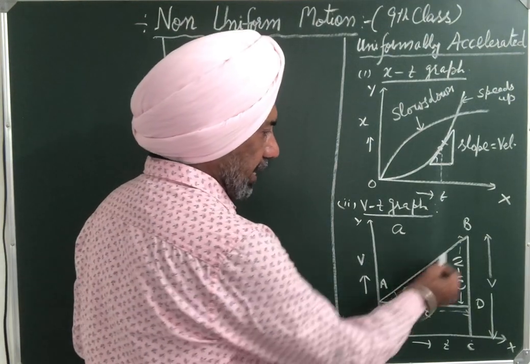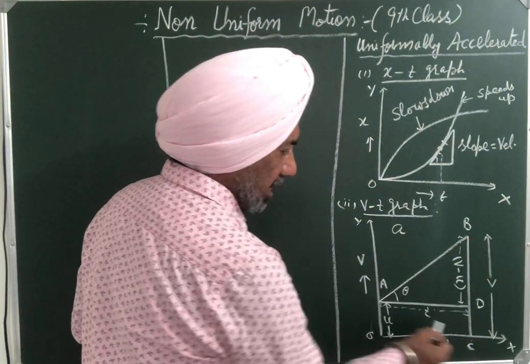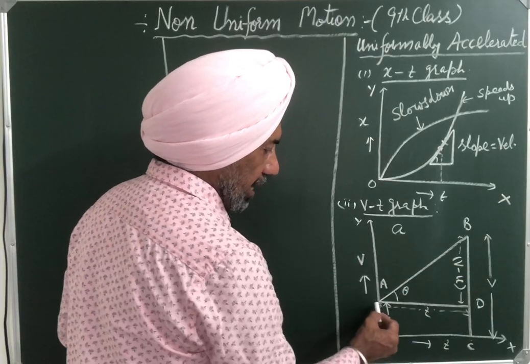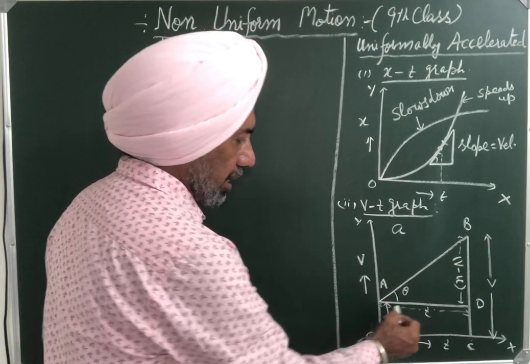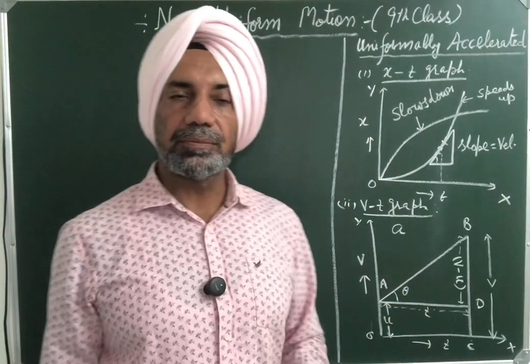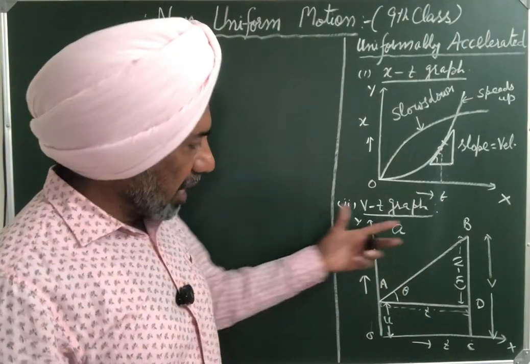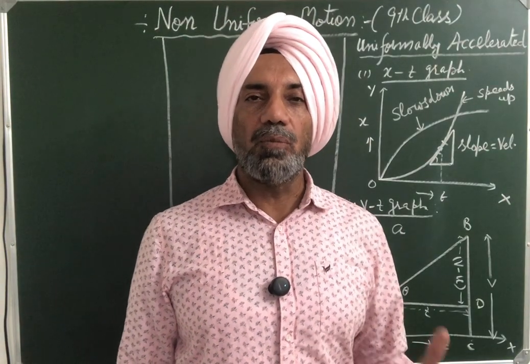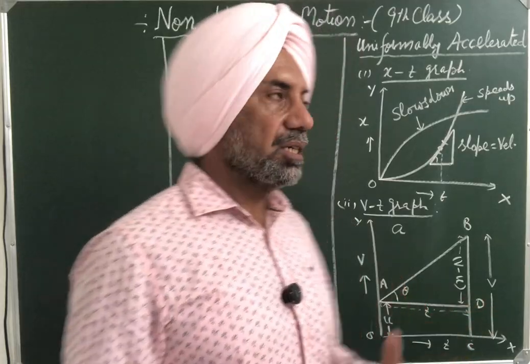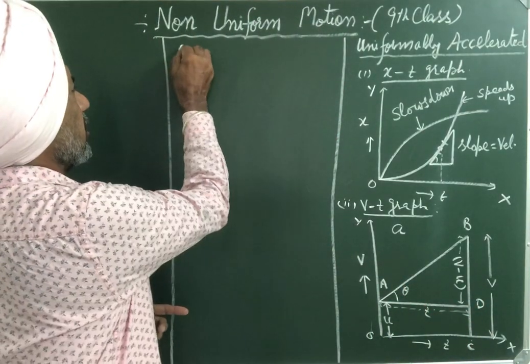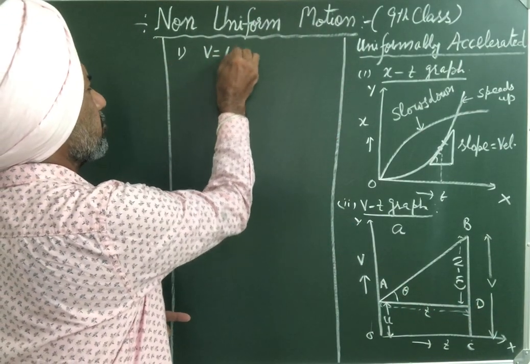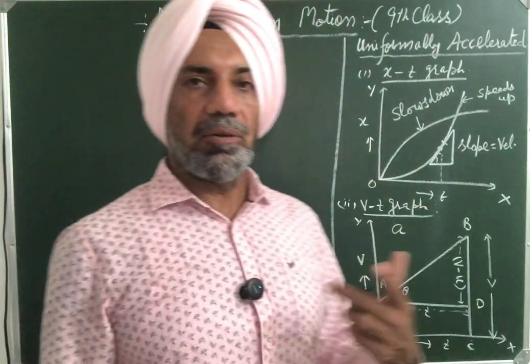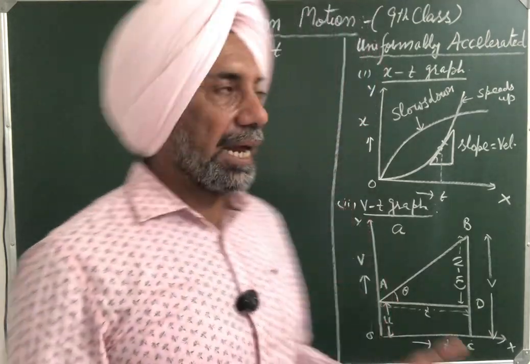So we get straight line AB, draw BC perpendicular to the x-axis, AD perpendicular to BC. So we get triangle ABD and rectangle ADCO. From this graph, we can derive all the three equations of motion. So how to derive the first equation of motion? v is equal to u plus at. u is the initial velocity, v the final velocity, a the uniform acceleration, and t is the time.